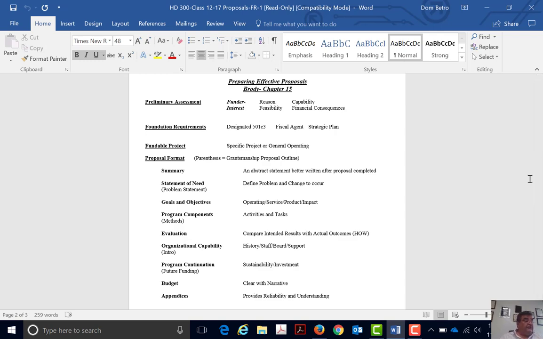So your chapter 15 starts with discussing the preliminary assessment that has to be done to determine funder interest. What we call this is prospecting, is trying to find out what people want to spend their money on, specifically people at foundations, grant-making institutions, or even contract agencies with the government.